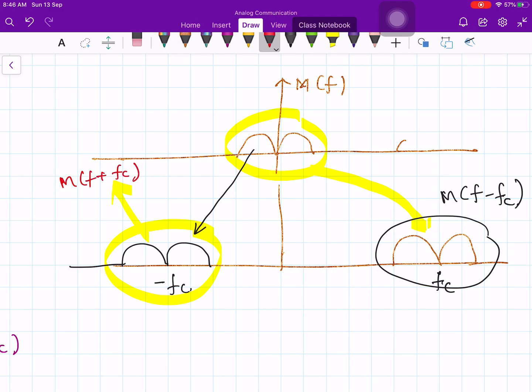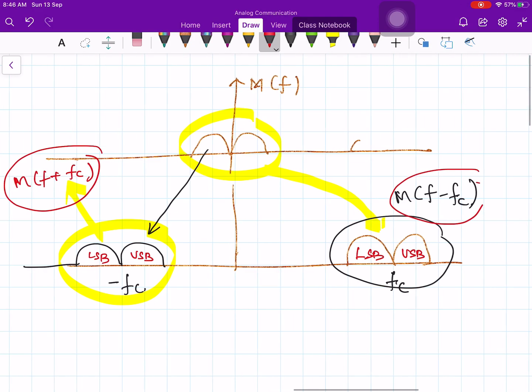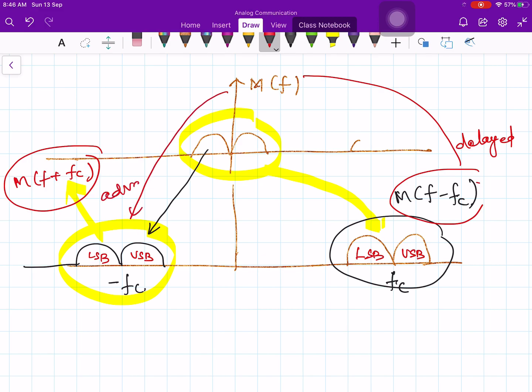Okay, so both the lower sideband LSB and upper sideband are denoted by M of f plus fc, and here in the positive frequency axis both the lower sideband and upper sideband are denoted by M of f minus fc. That means your message signal is delayed, and here your message signal m of t is advanced operation.